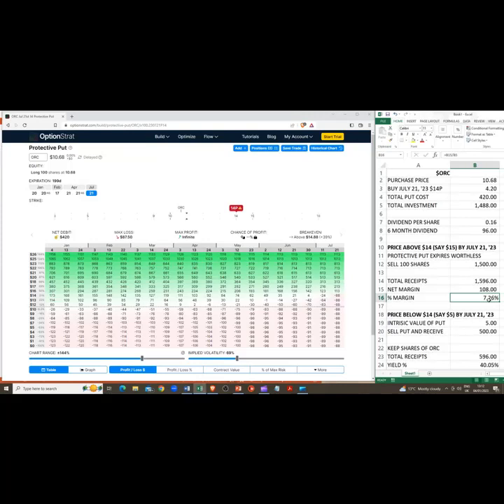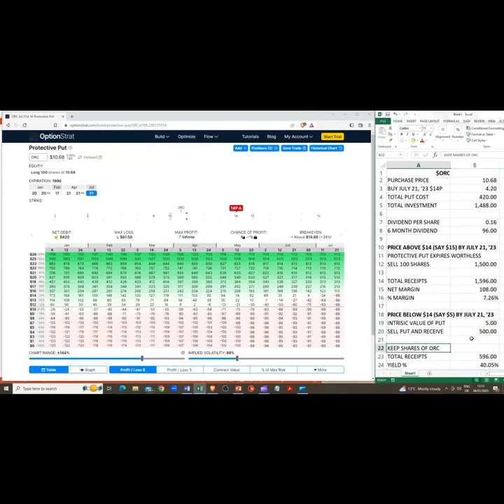This will mean that within that 6 month period, even though you incurred the cost of the put, you could still come out with a net margin of 7.26%. What's the flip side? Assuming ticker symbol ORC is down to about $5 by the 21st of July, potentially there is an intrinsic value of the put that would be about $5, which means you can sell the put contract before it expires and receive receipts of $500, which is $5 times 100 units.